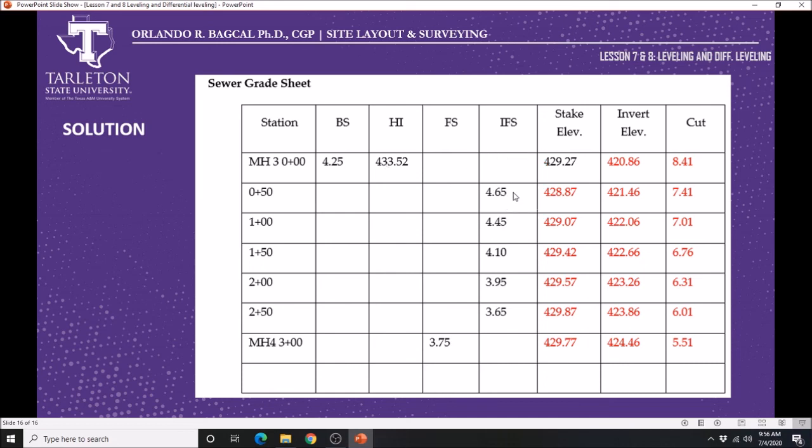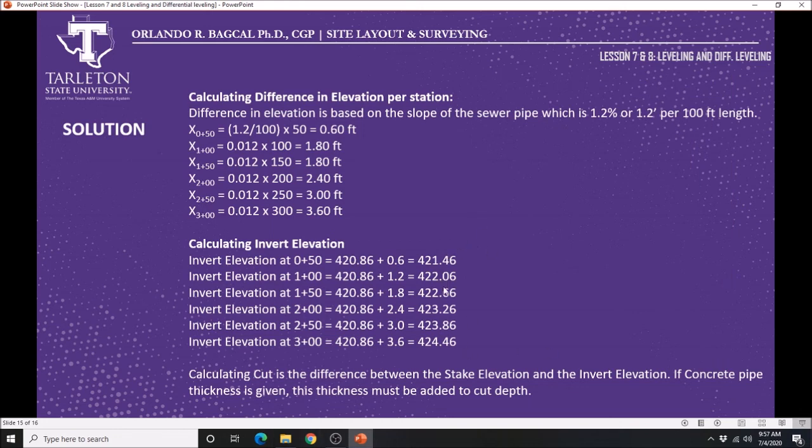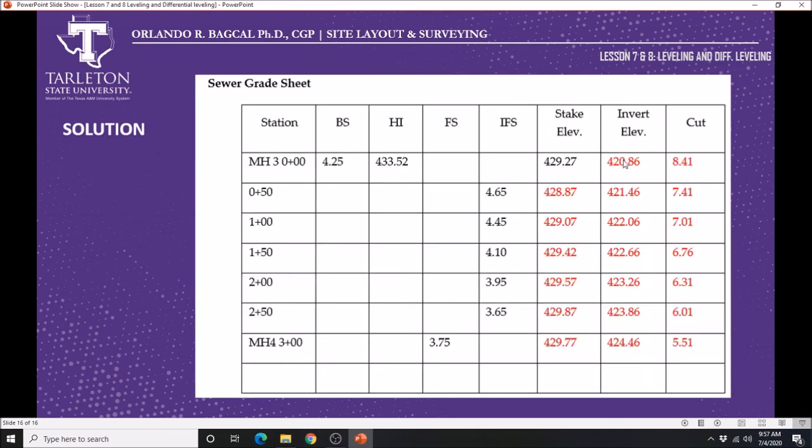423.52 minus 4.65 equals 418.87. 423.52 minus 4.45 is 419.07. 423.52 minus 4.10 gives you this, until you get all the way to the end. It is 423.52 minus 3.75, and that will give you the stake elevation. So when we say stake elevation, that is at the ground surface. And this invert elevation is the one that you calculated previously here. Just plug in those numbers here, and then subtract these two values, and that will be the amount of cut.